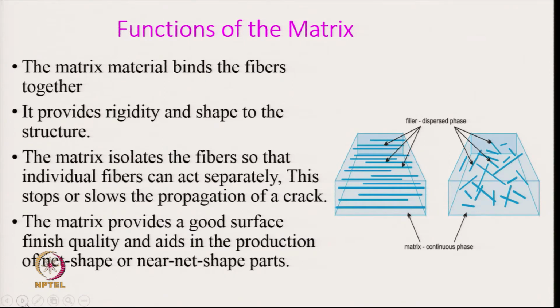Matrix isolates the fibers so that individual fibers can act separately. This stops or slows the propagation of a crack. The matrix provides a good surface finish quality and aids in the production of net shape or what we call near net shape parts. How it is really achieved, we will discuss subsequently.